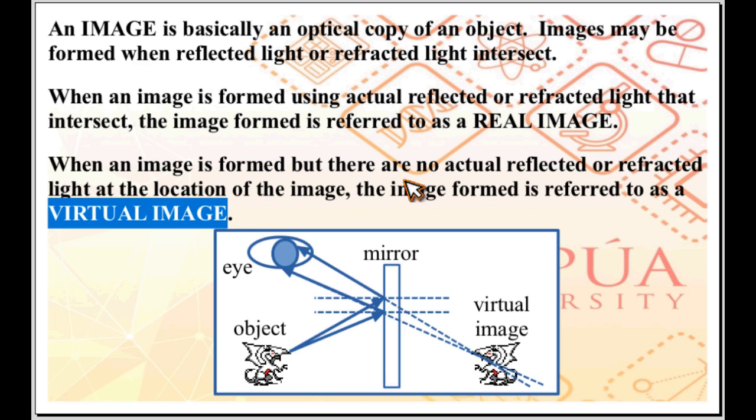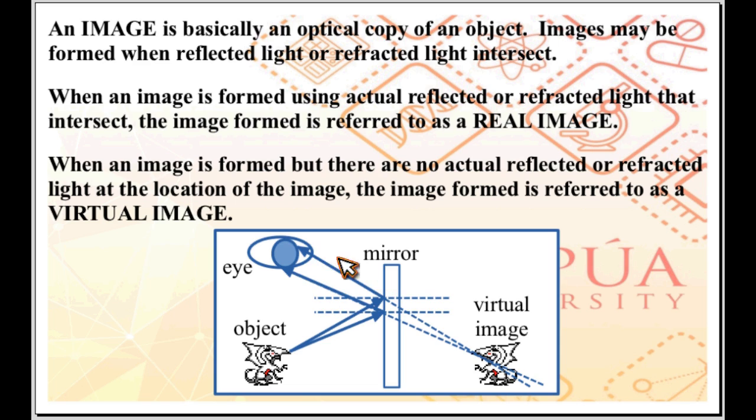Image formed, but there is no actual reflected or refracted light intersecting at the location of the image: virtual image. For there to be a real image, the actual reflected light or refracted light must intersect. If there is intersection, say, of reflected light here, then you would have image formation here. The image formed here would be a real image. So please take note of the difference between real image and virtual image.